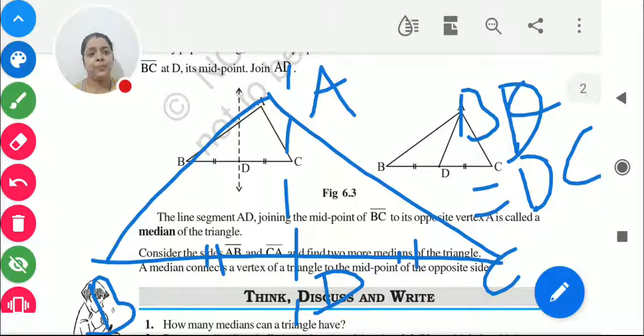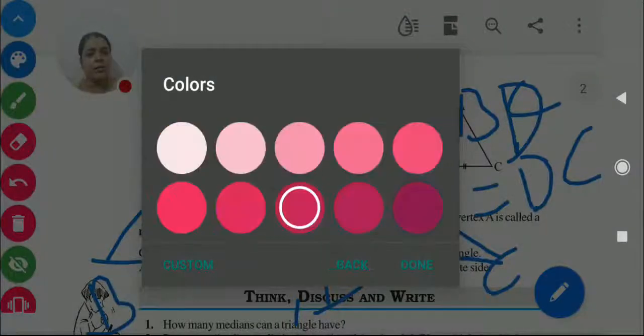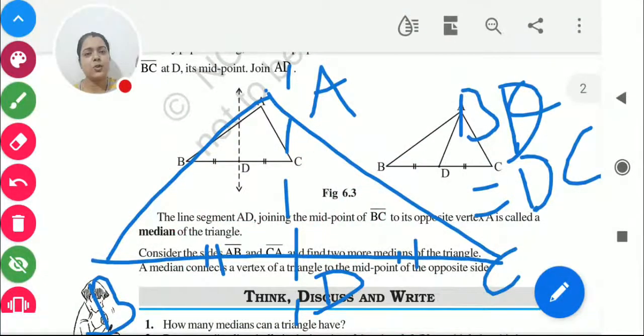Now, what is the line you have to draw? Take this point on A. So let me change the color now. Okay, I'm changing the color. So here we see this is the point. From A to D, you have drawn a line. This particular line segment is actually known as a median.